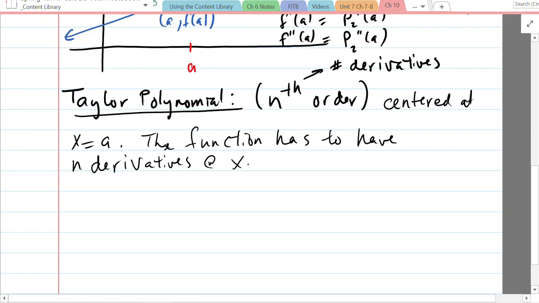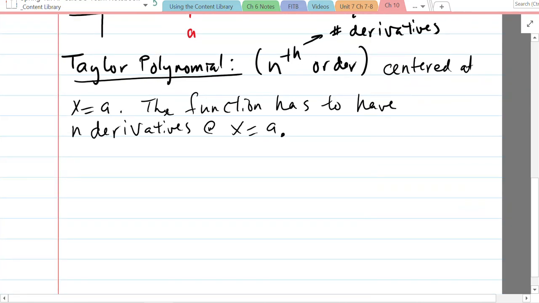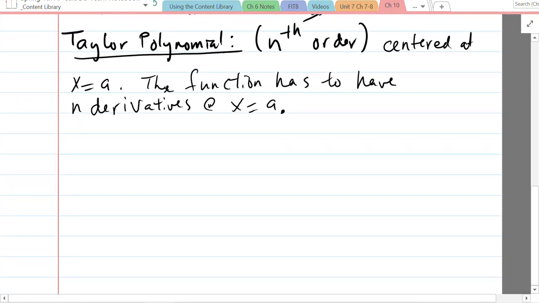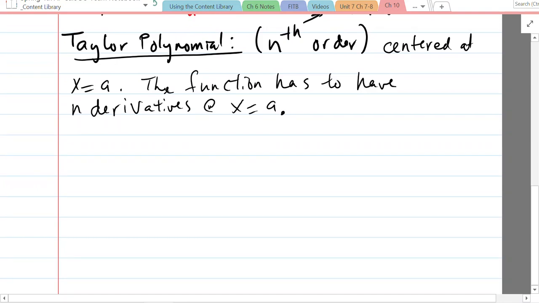At x equal to a. Or you can't do an nth order derivative. You can only do the nth order polynomial for the number of derivatives that are possible for the function you're given.